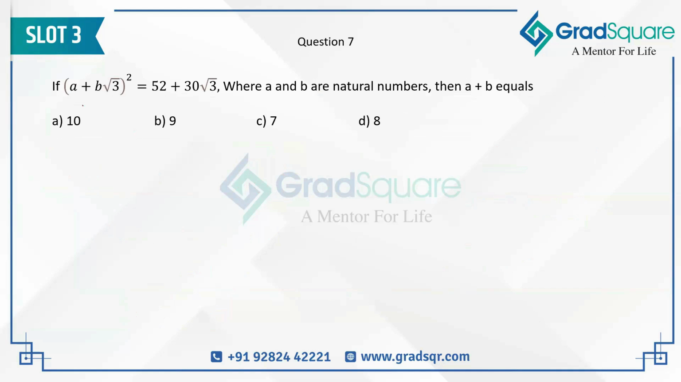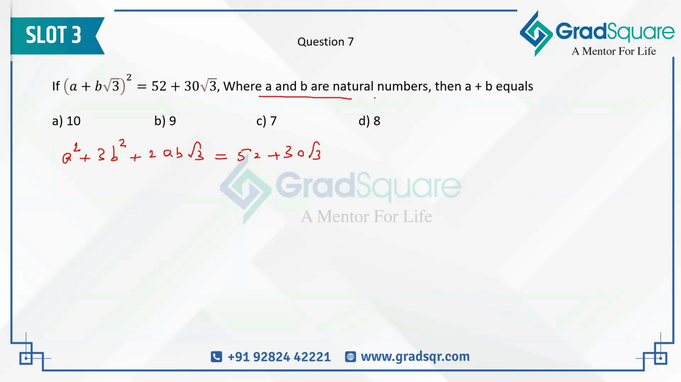Let's look at question number 7. It says (a + b√3)² = 52 + 30√3. Correct. Now, if you expand this on the left hand side, it will turn out to be a² + 3b² + 2ab√3. And on the right hand side, this value should be equal to 52 + 30√3.